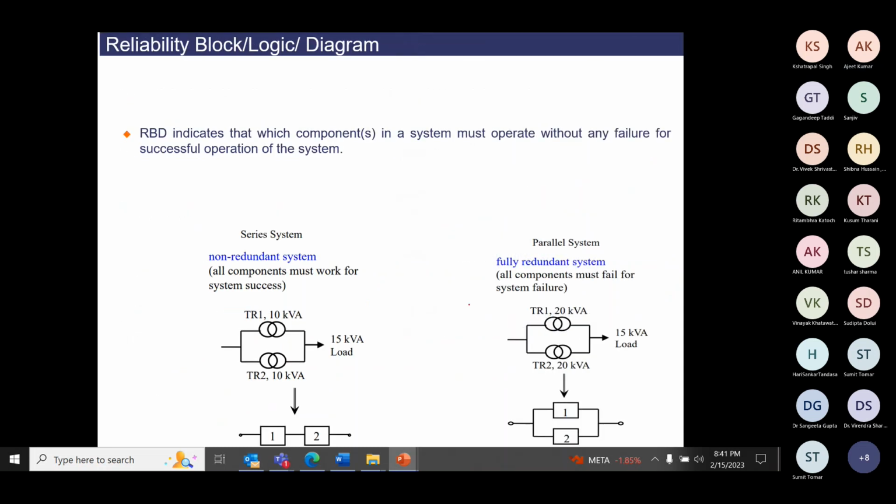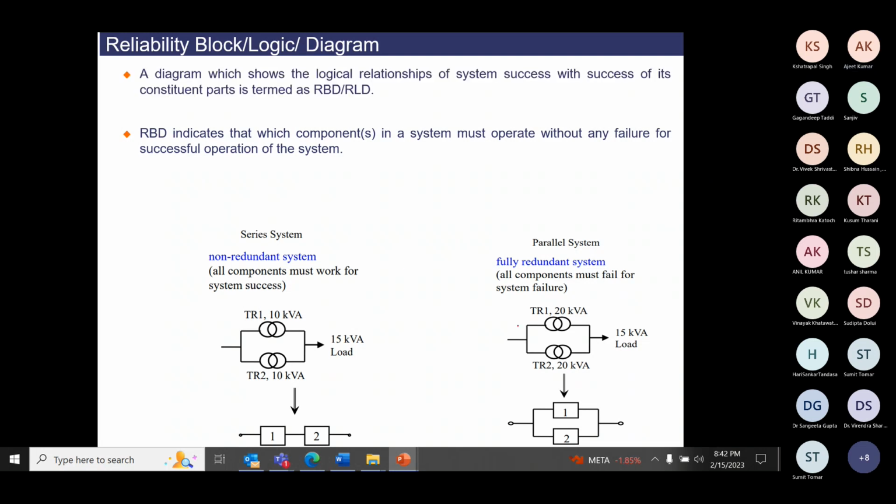See, RBD is what we call a reliability block diagram or reliability logic diagram. RBD indicates which components in the system must operate without failure for successful operation. Series systems: we have a series system like this. It means all components must work for system success. All of the system must be working; if one component fails, the system will fail. So this is one example.